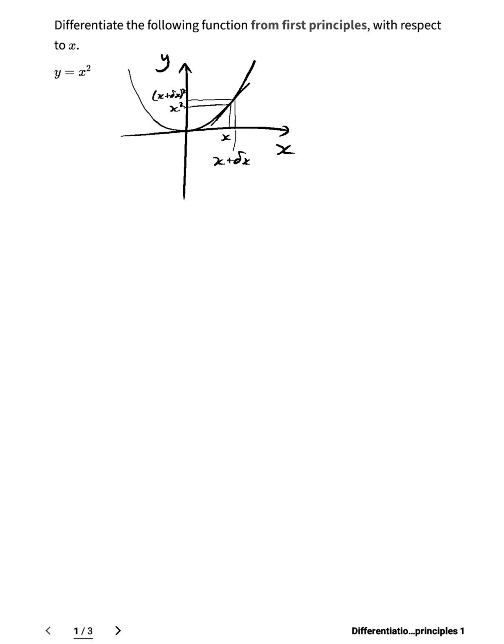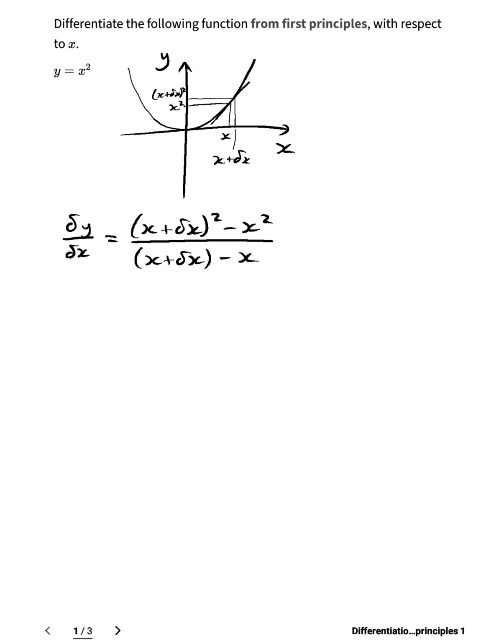And to find the gradient, we always do the change in y over the change in x. So we're going to write, because we're talking about small distances between the 2 points, we call it little delta y over little delta x. And then we're going to do the change in y, which is x plus delta x all squared minus x squared, divided by the change here, which is x plus delta x minus x.